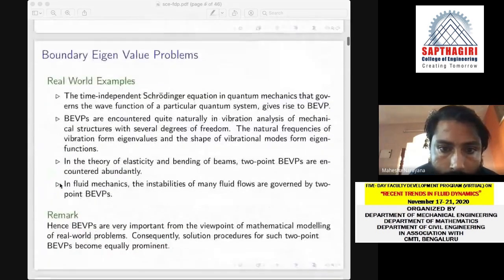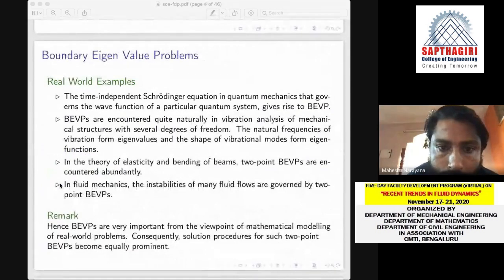And where do we come across such boundary value problems in real world applications? If you see the time independent Schrodinger's equation that we come across in quantum mechanics, which governs the wave function of a particular quantum system, it gives rise to a boundary eigenvalue problem. I'll be using the abbreviation BEVP, which stands for boundary eigenvalue problem.